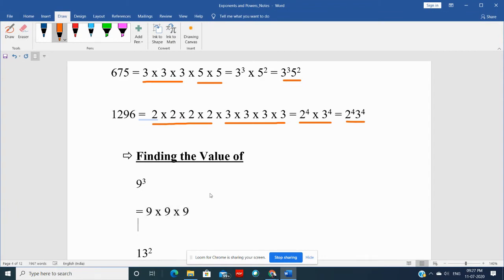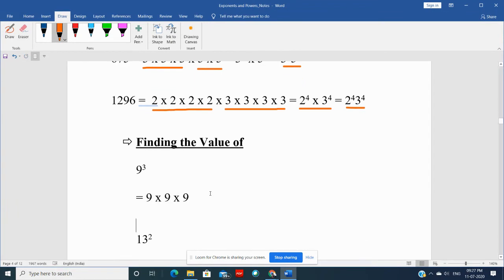This is getting bold. Okay. So again equal to, 9 nines are 81. So I'll just write 81 multiply by 9. And again, 81 nines are 729.